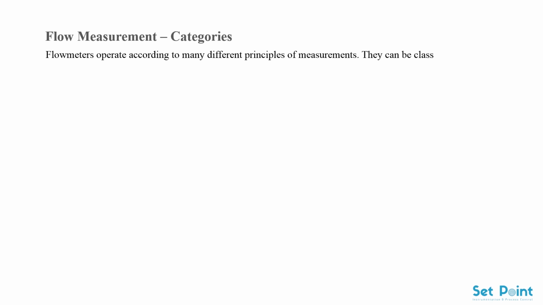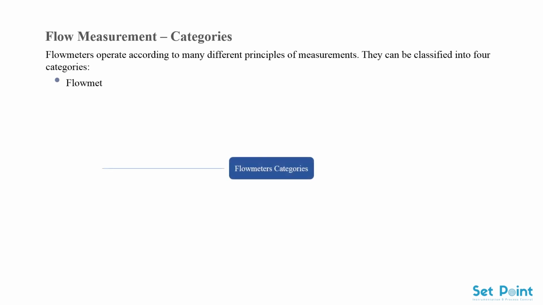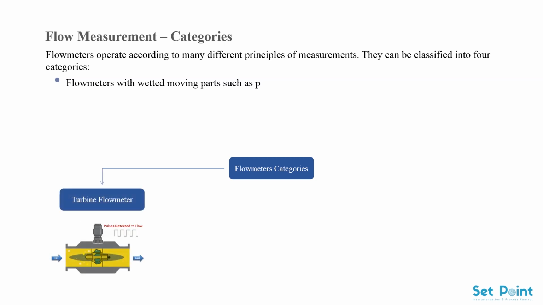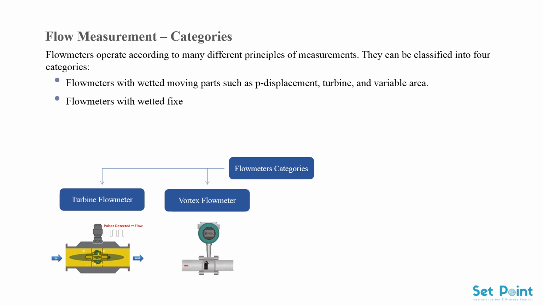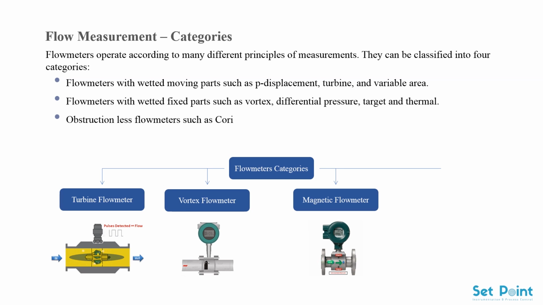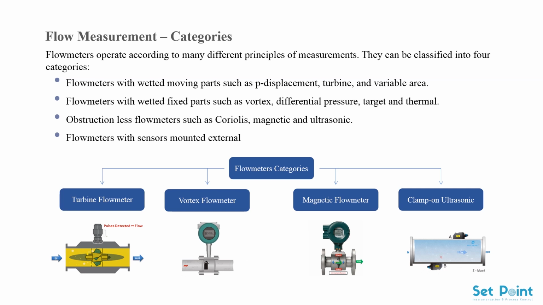Flow measurement categories. Flow meters operate according to many different principles of measurement. They can be classified into 4 categories. Flow meters with wetted moving parts, such as positive displacement, turbine, and variable area. Flow meters with wetted fixed parts, such as vortex, differential pressure, target and thermal. Obstruction-less flow meters, such as Coriolis, magnetic and ultrasonic. Flow meters with sensors mounted externally, such as clamp-on ultrasonic and Doppler flow measurements.